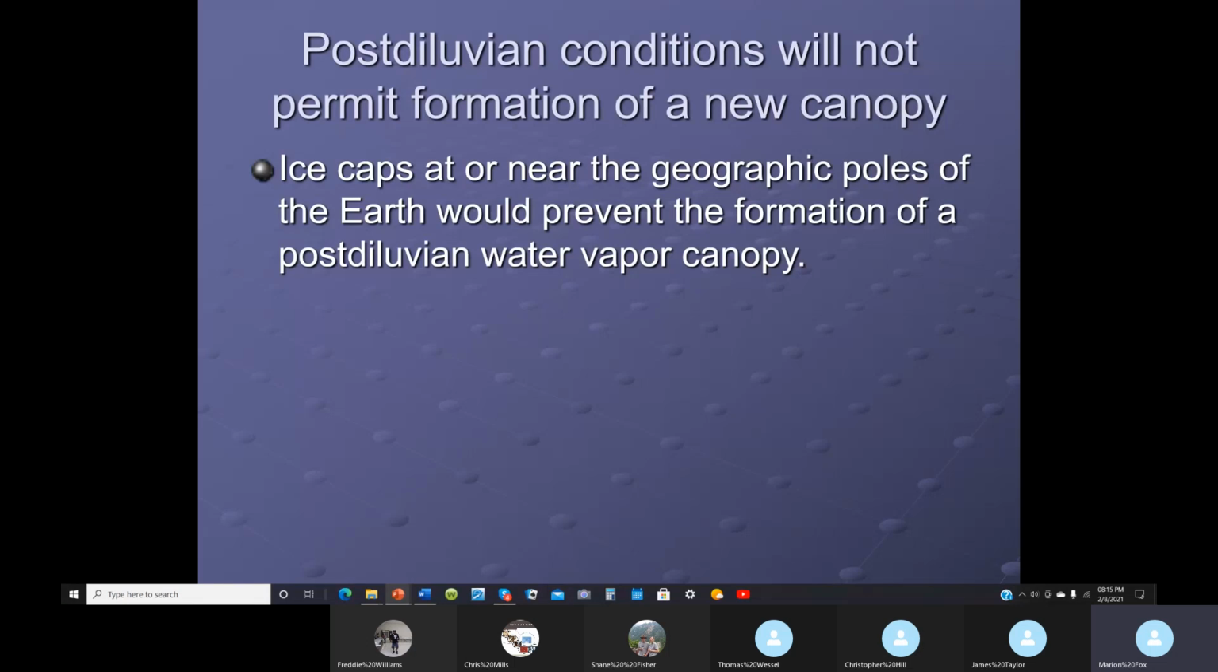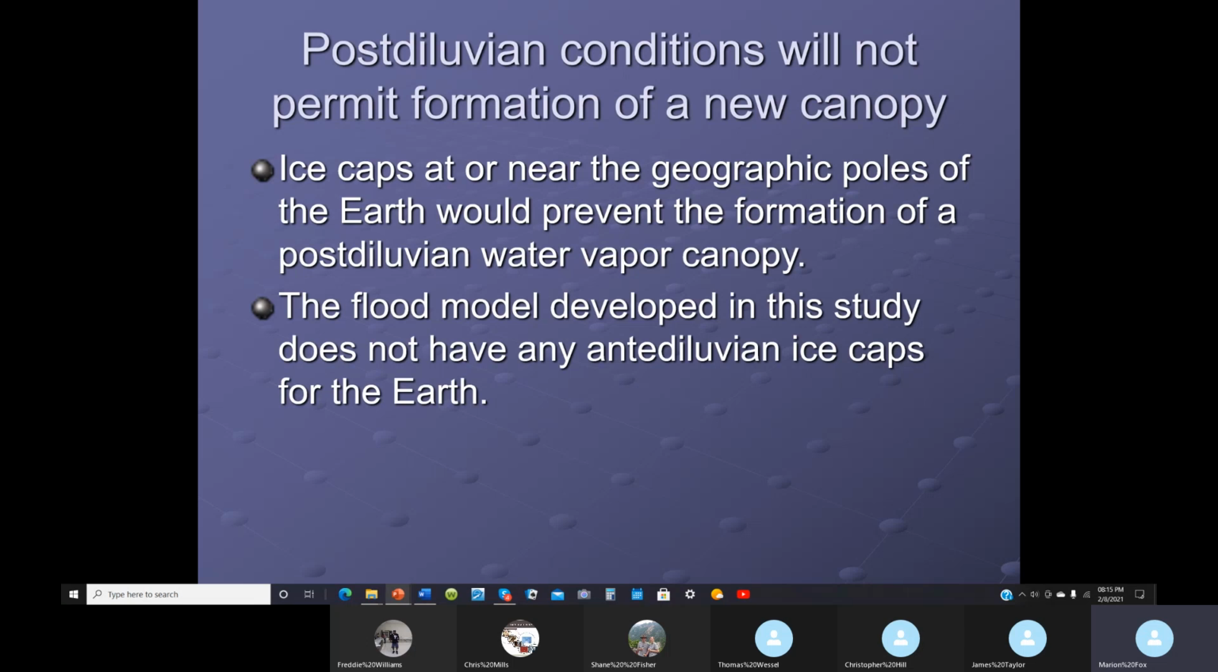Ice caps near the geographic poles of the Earth prevent the formation of a post-diluvian water vapor canopy. They would also be factors in this. We'll get to those later as well. The flood model developed in this study does not have any antediluvian ice caps for the Earth. I'm arguing there were no ice caps before the flood.